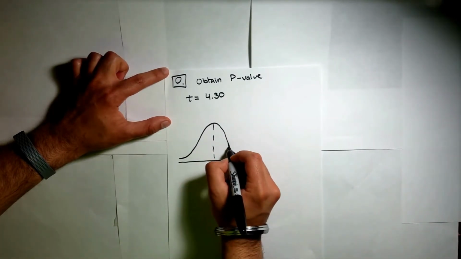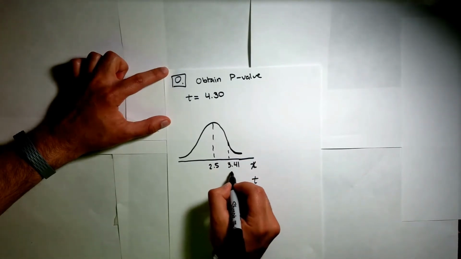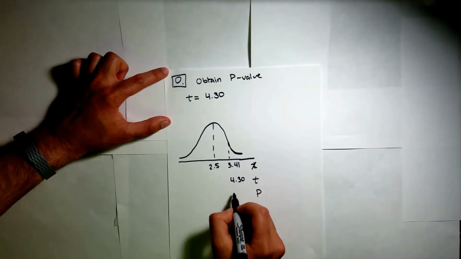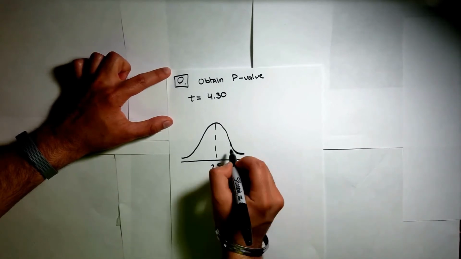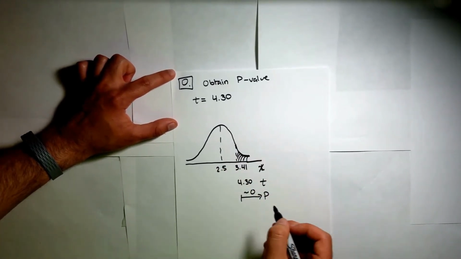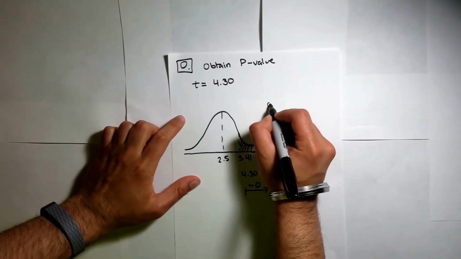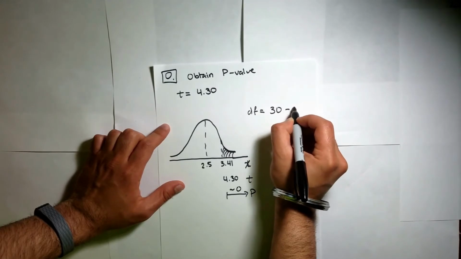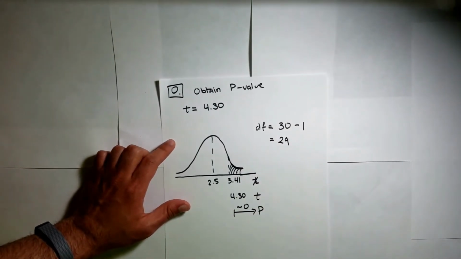Then we find the x bar value for our sample, which was 3.41, and find the corresponding t-value, which we did in the previous step, which is 4.30. Then we can either use a t-chart or our calculator, which is what we did, to find that the approximate p-value for our experiment was approximately 0, and we remember to shade that in. And we also remember to write down the degrees of freedom for our specific experiment, which was 30 minus 1, or 29.